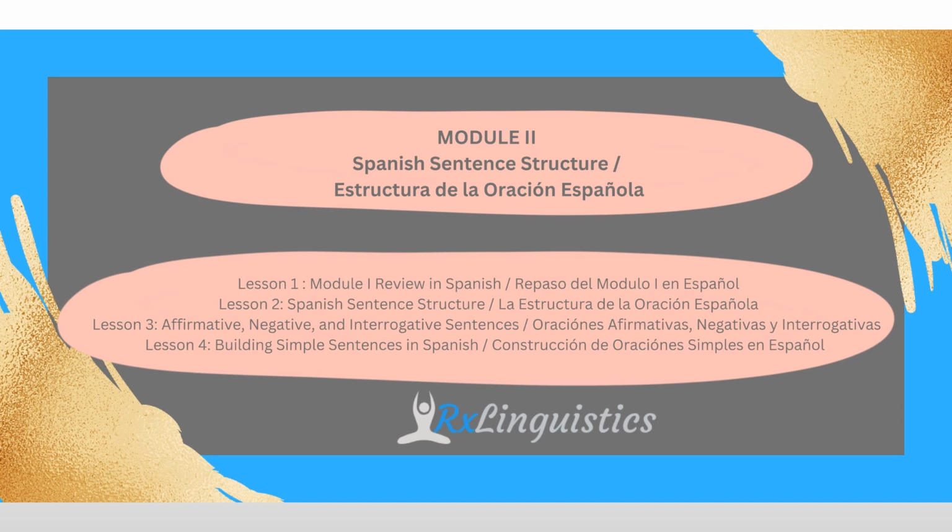Now, lesson 2, Spanish sentence structure. You are familiar with a subject, verb, object structure. That's the structure that English uses. So if we say she is eating an apple, she is the subject, is eating is a verb, an apple is an object. So that's subject, verb, object.